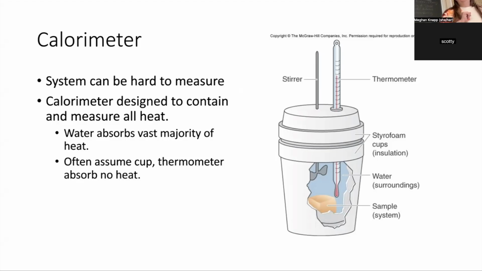In lab, you're going to test hot water and cold water. And since they're both water, they should meet exactly in the middle, but they're not going to meet exactly in the middle. And so you're going to say, okay, whatever difference there is, that's how much was absorbed by the cup instead of by the cold water. And therefore, that's the heat that it absorbs.